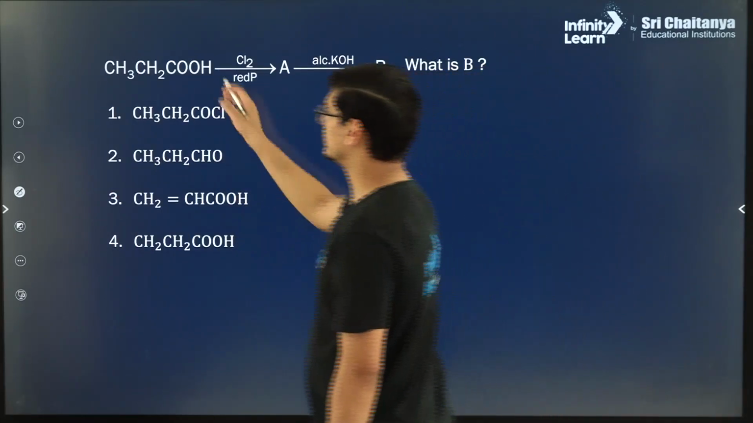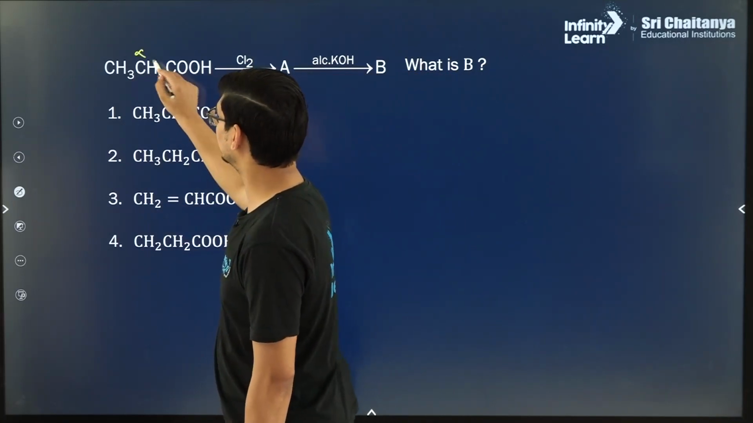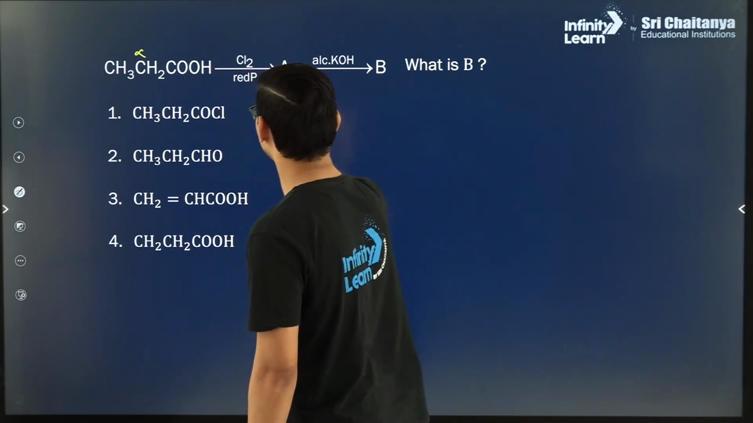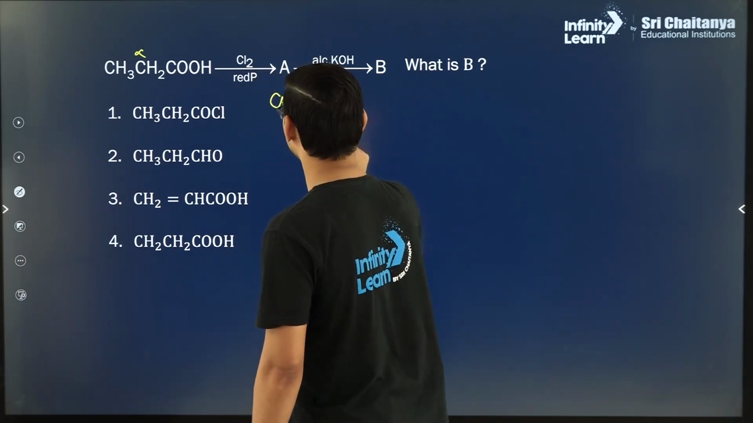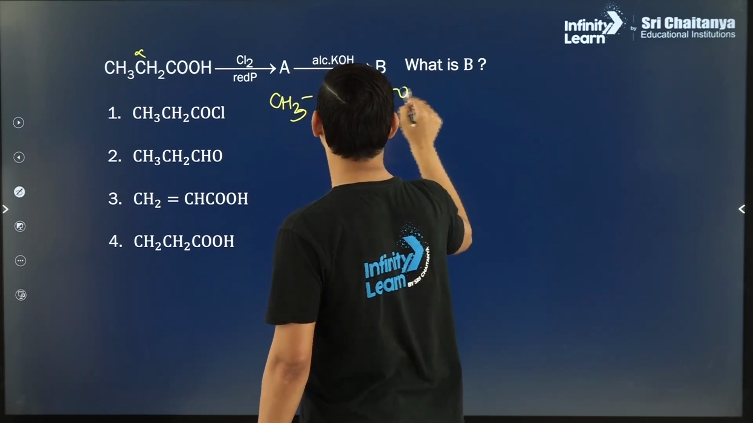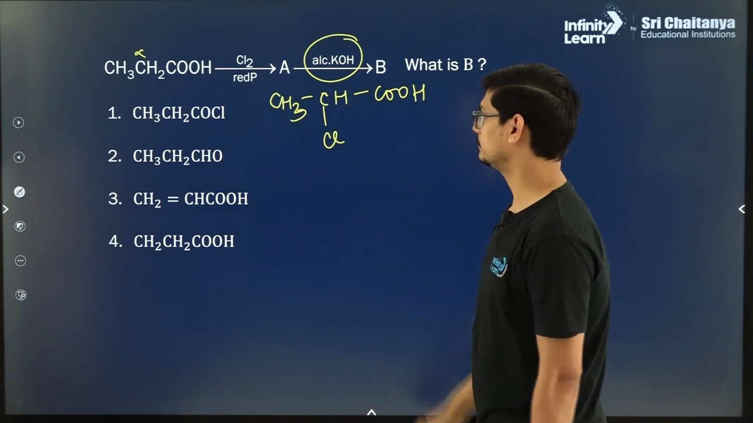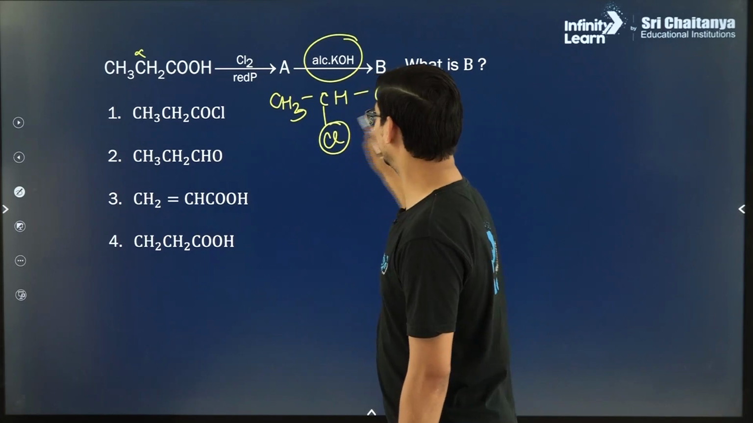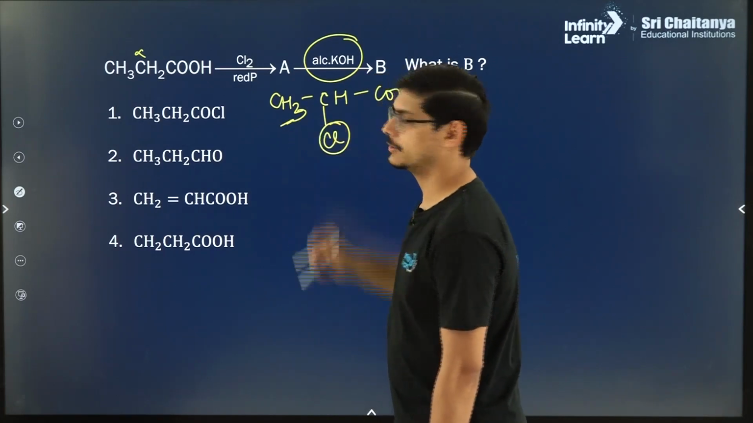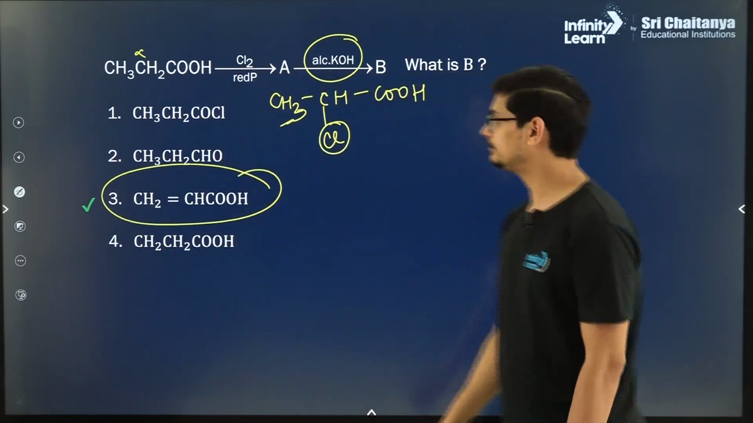Here the first one is Hell-Volhard-Zelinsky reaction. In the presence of red phosphorus and chlorine, the alpha hydrogen atom gets replaced by the halogen, right? So this is CH3, CH, chlorine and then COOH. If you react it with alcoholic KOH, it undergoes dehydrohalogenation, beta elimination. So chlorine, and of course from here hydrogen eliminates, we have a double bond, right? So the correct answer will be this.